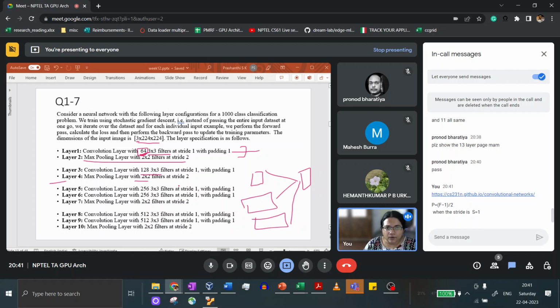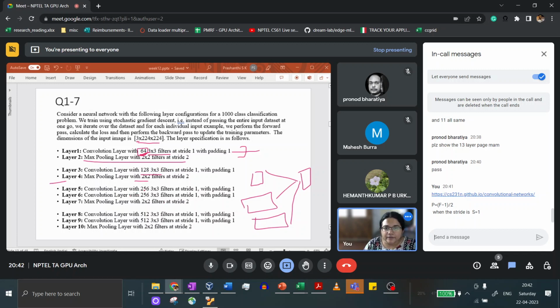Now if you observe all of these layers, f is 3, s is 1. So the condition s is 1 is satisfied, f is 3 and p is 1. So (f minus 1) by 2 is (3 minus 1) by 2, which is 2 by 2, which is 1, and that is equal to your padding. So you should note that none of these convolution layers change the image's dimensions. Once you note these things, it takes hardly a minute to solve this question, right?